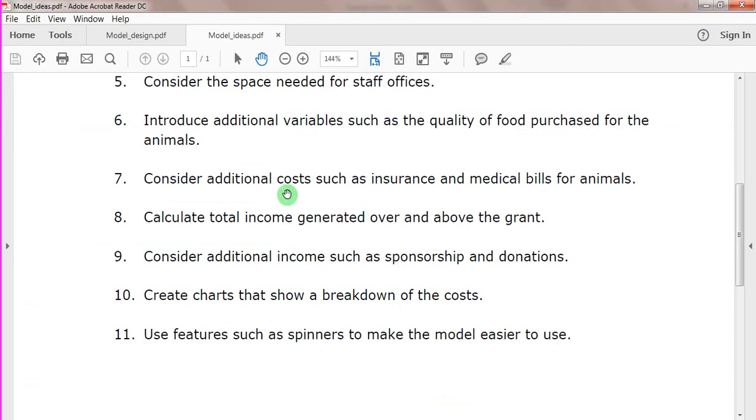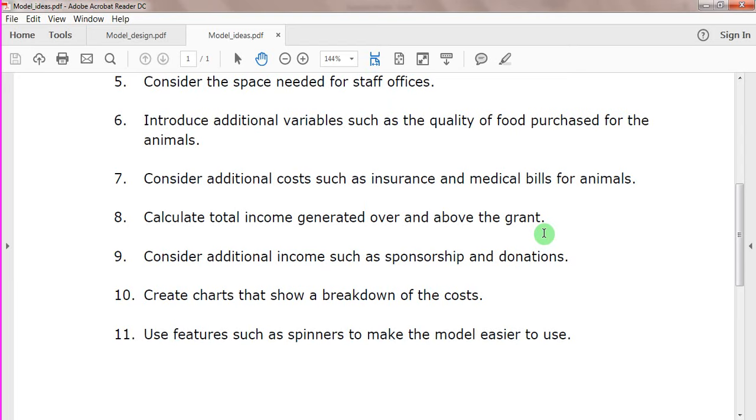Okay, so calculate the total income generated over and above the grant. What that's asking you to do is to actually work out how much you think you're going to make from your fundraisers, the people you're paying out to go and make money on behalf of yourselves, the people going out with buckets or running campaigns, various charity events, and then also what you reckon you're going to get from sponsorship. Because remember, we're doing a sponsorship campaign for a dog.